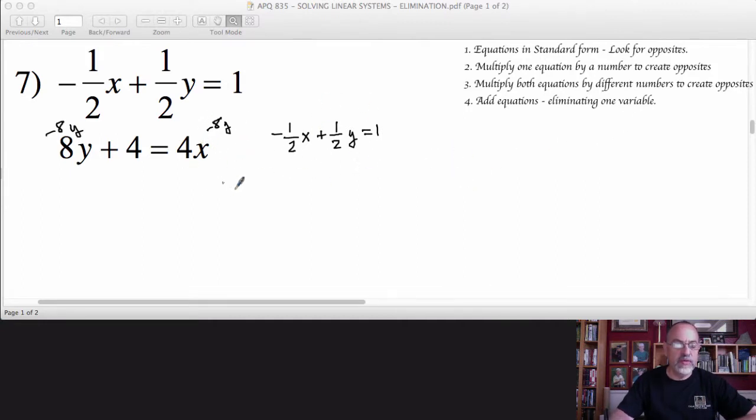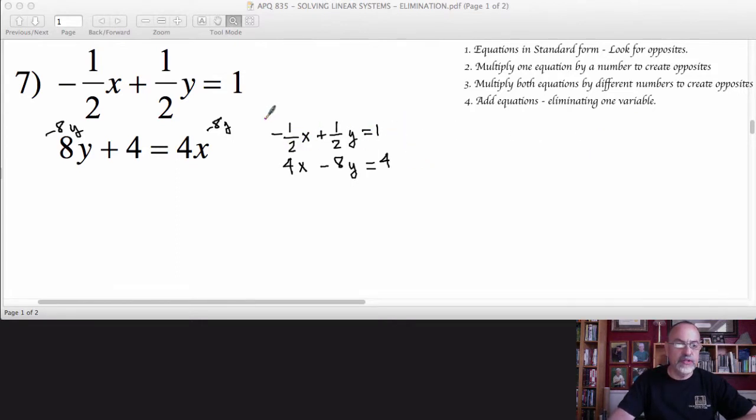So over on this side of the equal sign, I have my 4x first, then I'm going to have my negative 8y. And then I'm going to have my equal sign. And then this is 0, so I'm just going to have a 4 over here on this side. Now, in the first equation, I would like to get rid of those fractions so I don't have to deal with those for the rest of my problem.